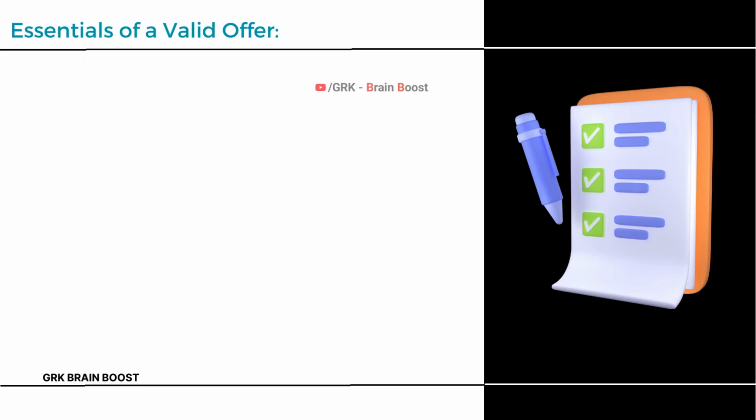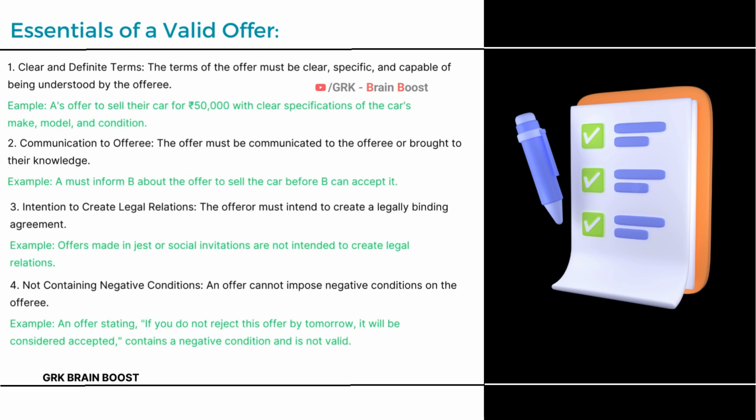Now let us discuss the essentials of a valid offer. It should have clear and definite terms. The terms of the offer must be clear, specific, and capable of being understood by the offeree. Example, A's offer to sell their car for 50,000 with clear specifications of the car's make, model, and condition.